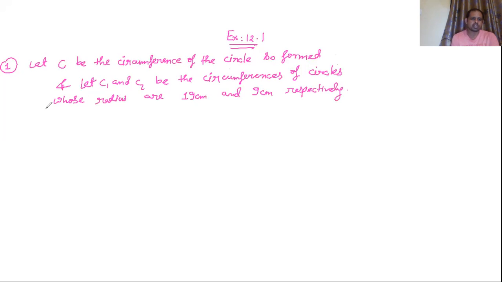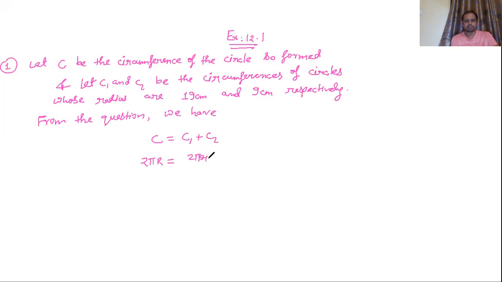Okay, from the question we have C equals C1 plus C2. Now the formula to find the circumference is 2 pi r. So let capital R be the radius of the bigger circle. Therefore, it can be written as 2 pi R, and let R1 and R2 be the radii of the smaller circles. So it can be written as 2 pi R1 plus 2 pi R2.